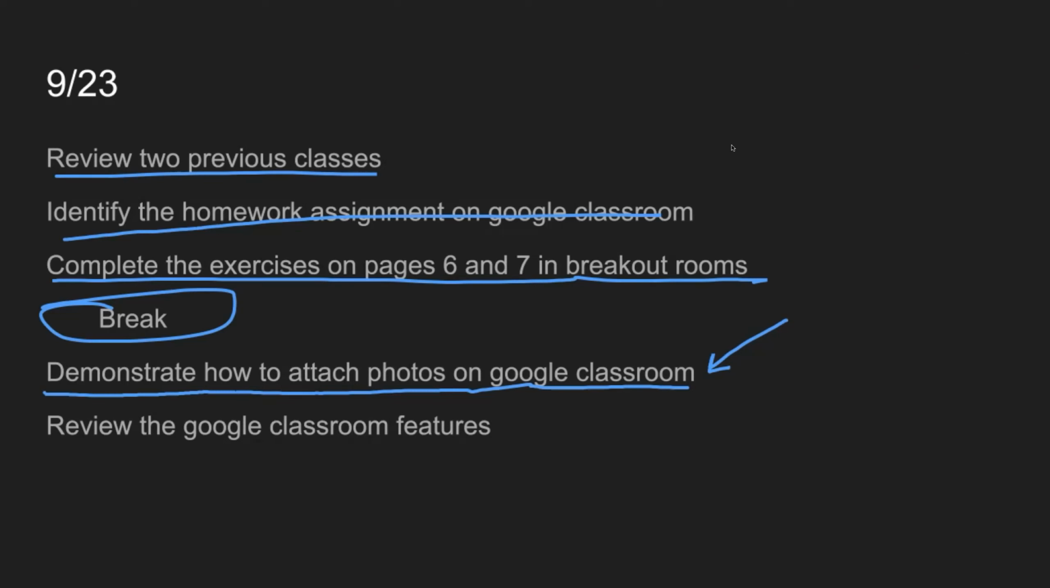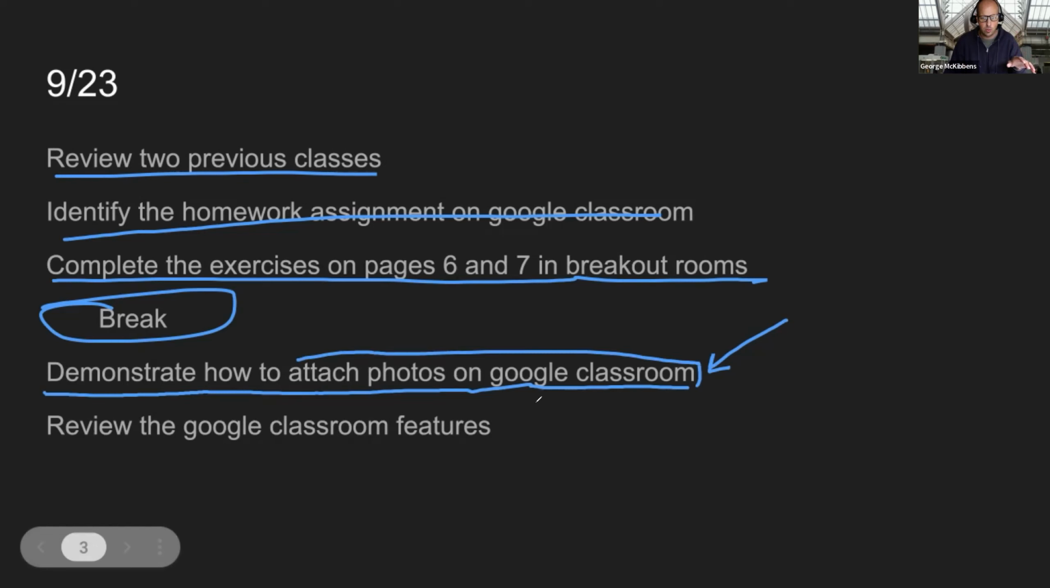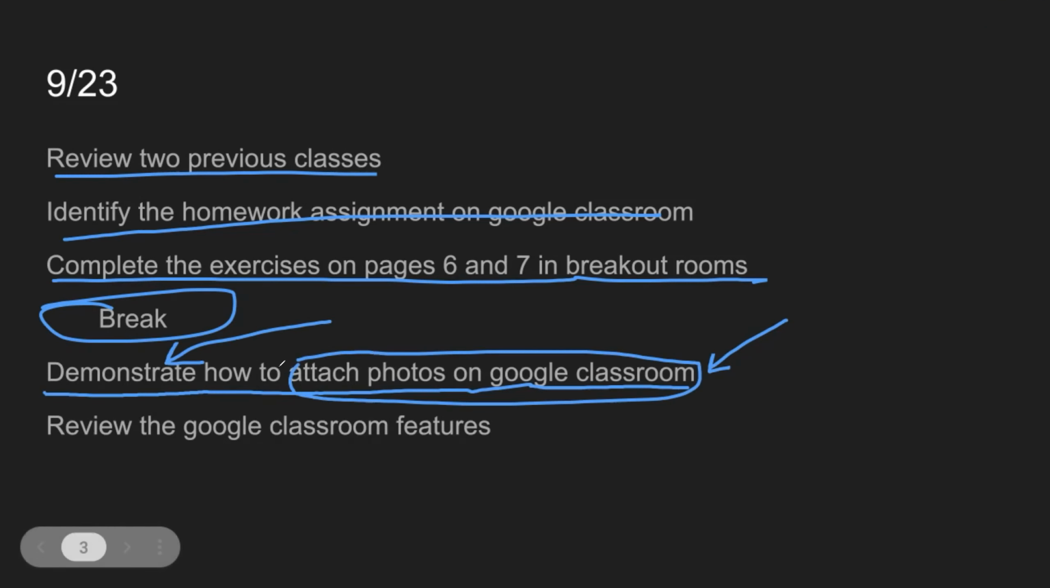Demonstrate how to attach photos on Google Classroom. Perfect. So demonstrate. So this will be the big lesson. I'm going to show you how to attach the photos onto Google Classroom. That's my job today, is to teach you that. But what does it mean to demonstrate? Verify, check. Not exactly. What's a demonstration?